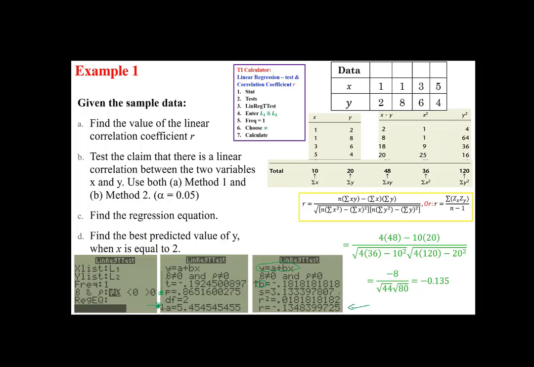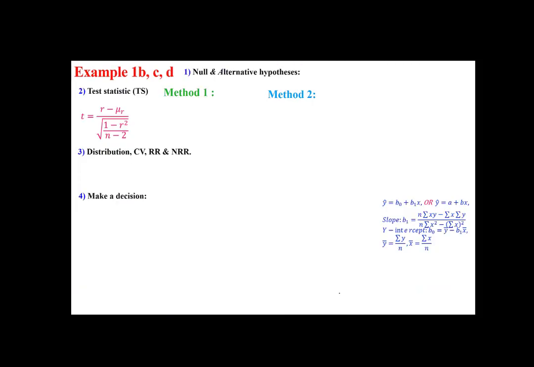So right here, with the technology, you're answering all of the questions, everybody. I want you to know that. Well, let's go through the process again, because you have to write this step. So again, I want to look at both methods because I want you to be exposed to both and learn how it's done. So the first method uses t equals r minus mu of r over the square root of 1 minus r squared over n minus 2. And remember, this 0 comes from H0.